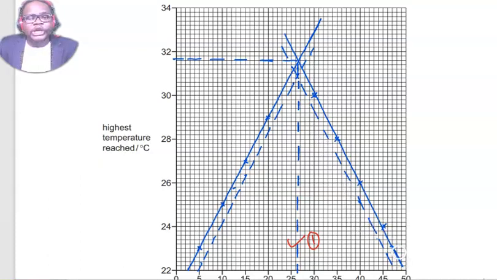But the polystyrene cup retains more heat energy. So you have the plot for the polystyrene cup higher than that of the copper can. But you still ensure that your line crosses. You can see the extrapolated line.